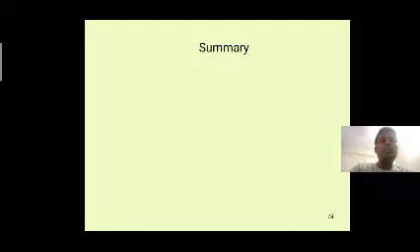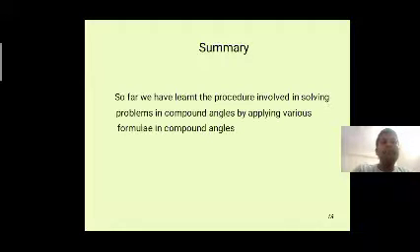Now we go to the summary. So far we have learned the procedure involved in solving problems in compound angles by applying various formulae in compound angles.